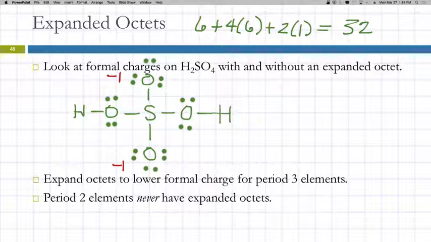+2. Because it brought 6 electrons, and if we cut these bonds, it leaves with 4. 6 minus 4 is +2. Sulfur is a big boy. It can expand its octet. It's in period 3.